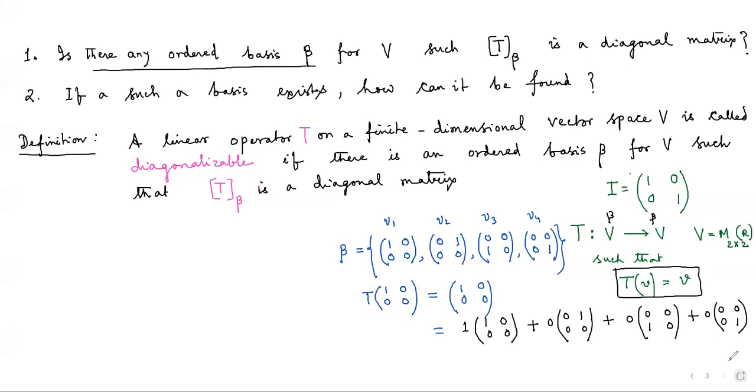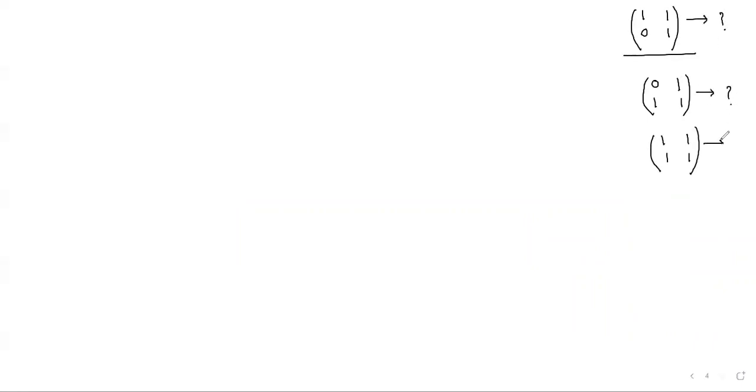So the identity matrix is always diagonalizable. But suppose I give you a matrix like this, 1 1 0 1, or a matrix like this, 0 1 1 1, say, or a matrix 1 1 1 1. Can we immediately say that they are diagonalizable? Can I find a linear transformation or an ordered basis with respect to which this becomes diagonalizable?